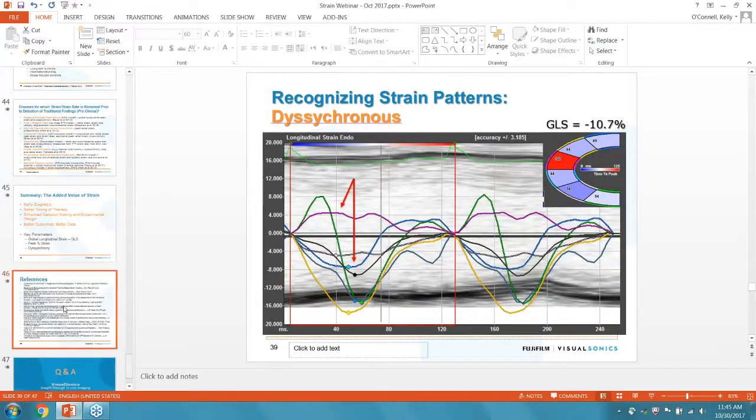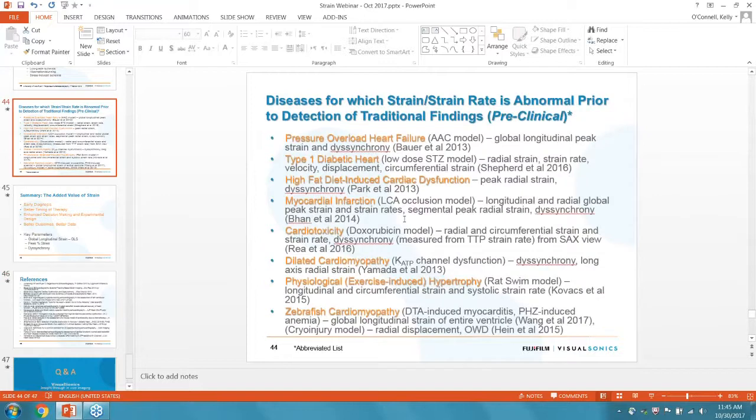So on a specific model like the LAD or LCA occlusion, there are papers out there that show some of the specific parameters that change in that model. So I'd really direct the listener to go and look at some of these papers to see what specifically changes for an MI. Every disease is a little bit different in what changes. So these become a great resource to look at the specifics for your model. Okay.